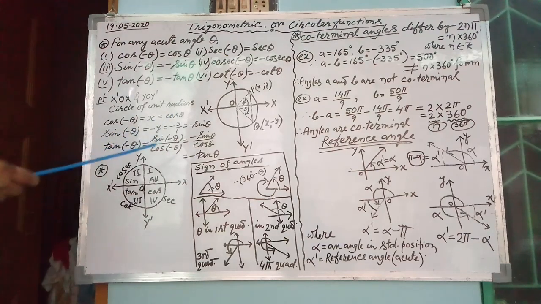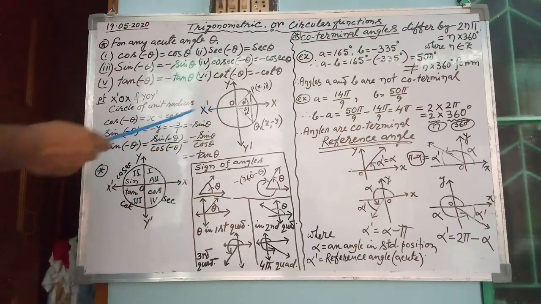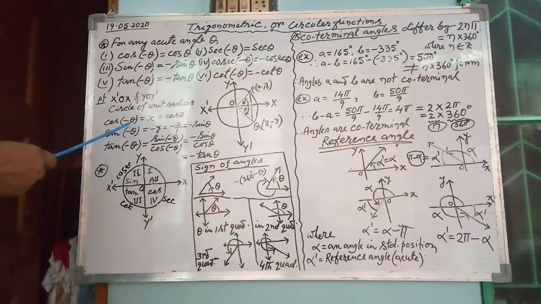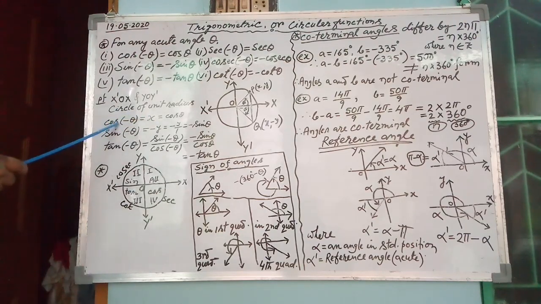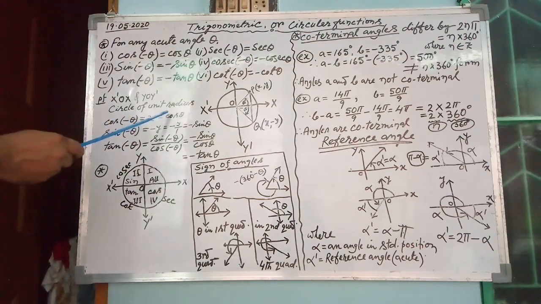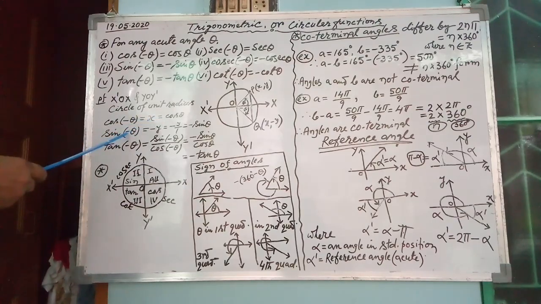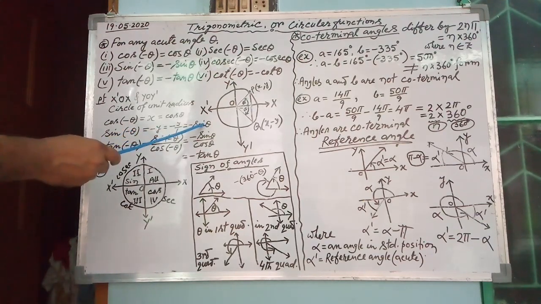So in case of cos, we get cos of minus theta equal to plus cos theta. Though it is minus, it is plus. And in the other cases, sin and tan, the sin minus theta becomes minus sin theta.